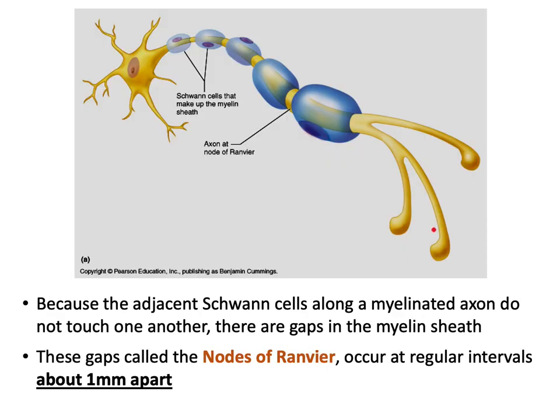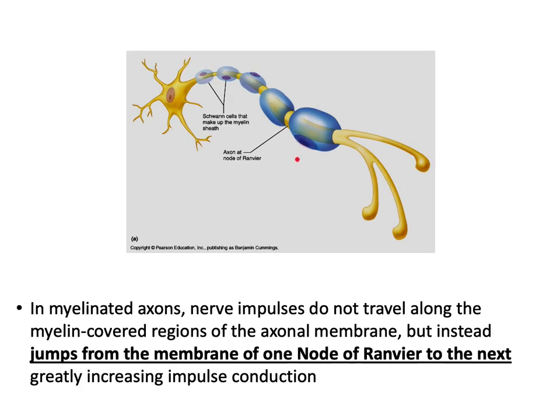We explained and mentioned that Schwann cells along the myelinated axon don't touch each other, so they leave a gap in between, what we call the nodes of Ranvier, that occur at regular intervals about 1 millimeter apart, right? This distance of about 1 millimeter is important for the conduction of the impulse.